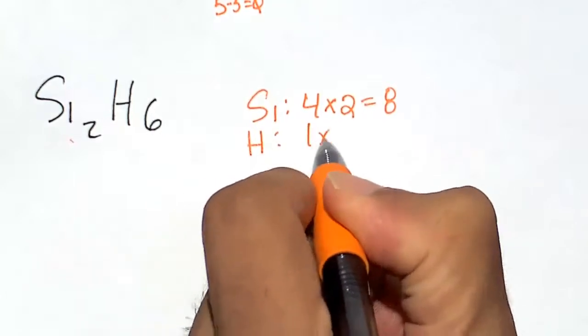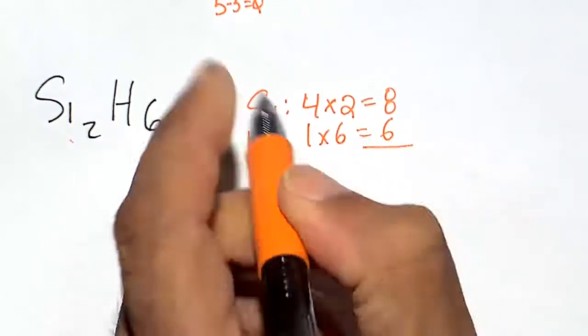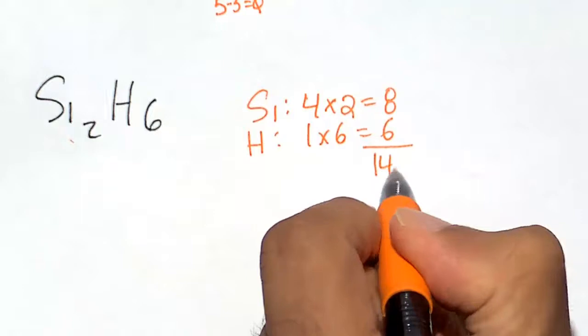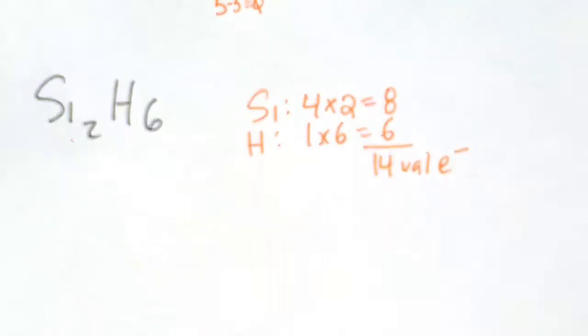Hydrogen is happy at 1. We've got 6 of those. So 8 plus 6 is 14. Our goal is to get 14 valence electrons around the Si2H6 molecule.